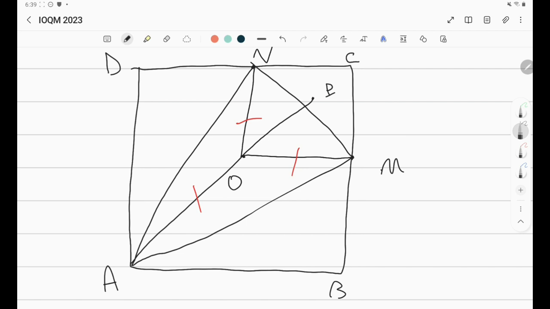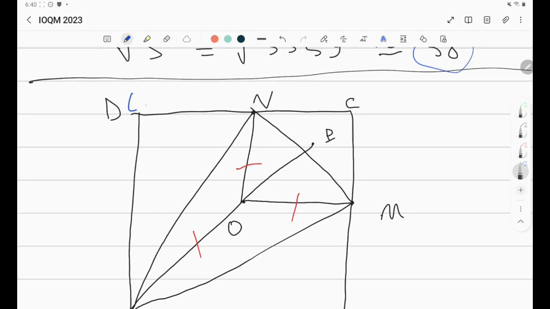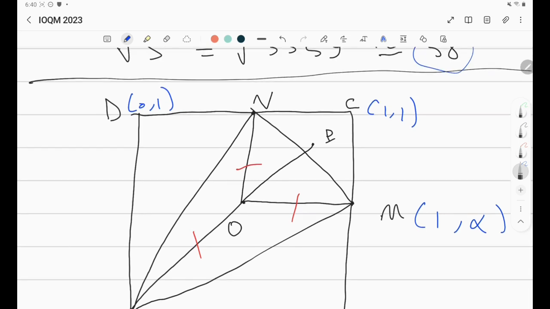Here, of course, you can either go for a synthetic solution or a coordinate solution. The main reason is that you have a unit square, so it's really nice to use coordinates here. So let's go with coordinates. I'm going to say that A is 0, 0, B is 1, 0, D is 0, 1, C is 1, 1, M is going to be alpha, 1, and N is beta, 1.